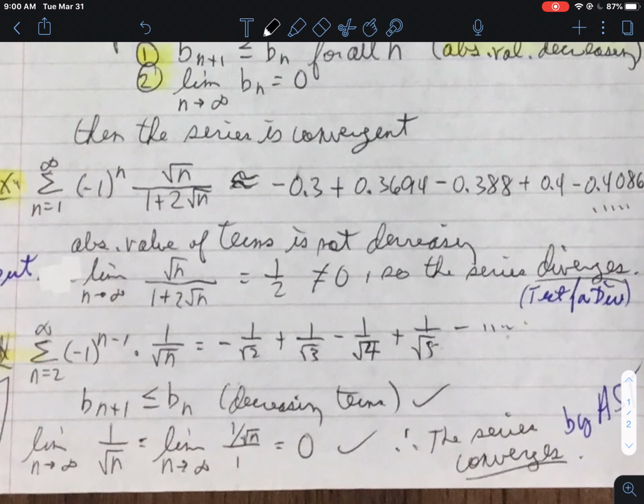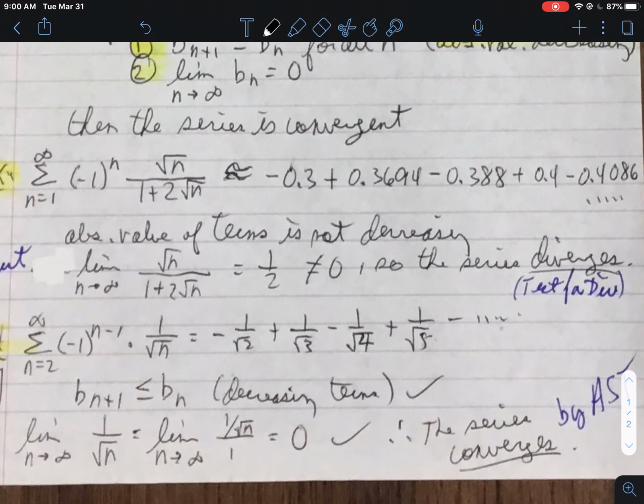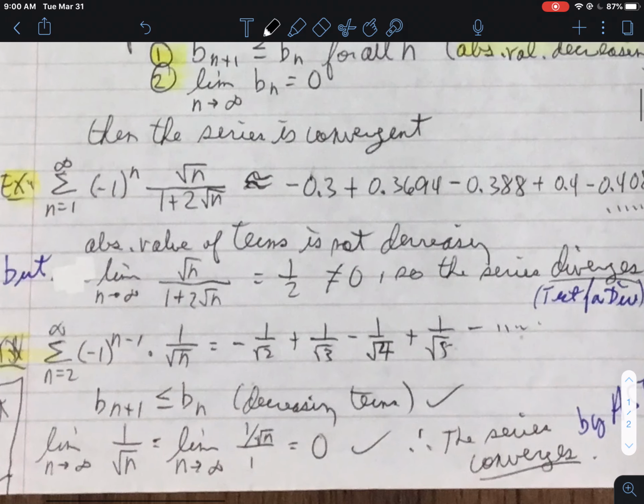All right, so for example, looking at the one that we started with, (-1)^n times square root of n over 1 plus 2 square roots of n. And again, I've done some approximations there to show us, first of all, that the values of the terms are not even decreasing, the absolute values of the terms of that series. So that observation tells me I can't use the alternating series test necessarily, because the absolute values are not decreasing, and that's one of our requirements.